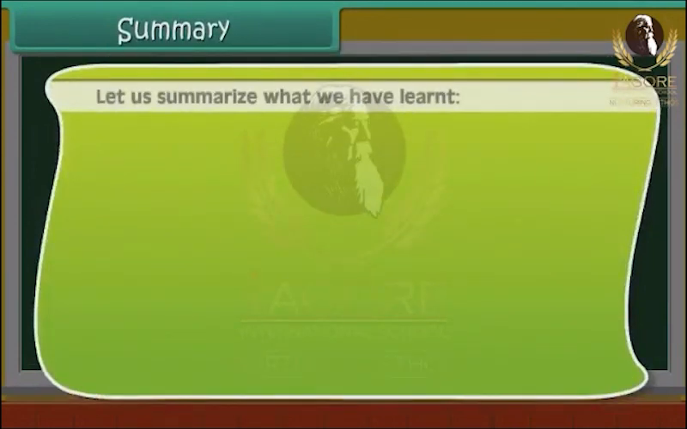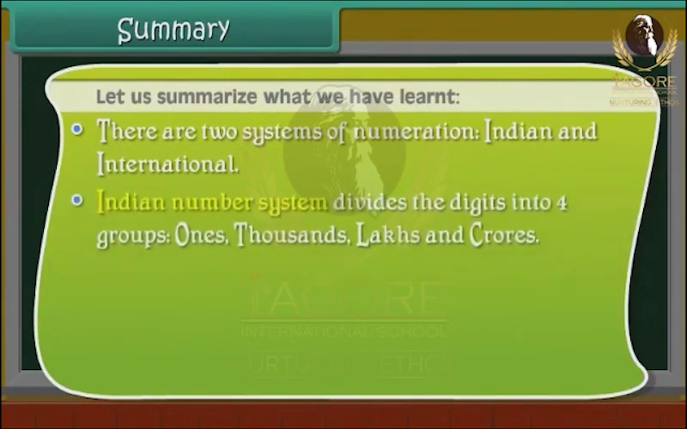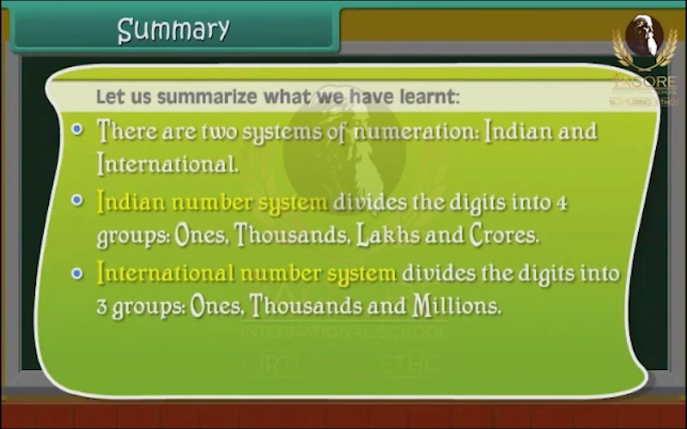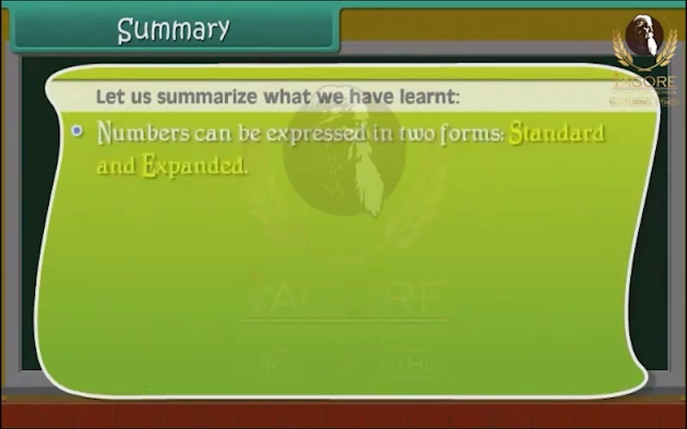Summary. Let us summarize what we have learned. There are two systems of numeration, Indian and international. Indian number system divides the digits into four groups: ones, thousands, lakhs, and crores. International number system divides the digits into three groups: ones, thousands, and millions. The location of a digit in the place value chart determines its value. Numbers can be expressed in two forms: standard and expanded.